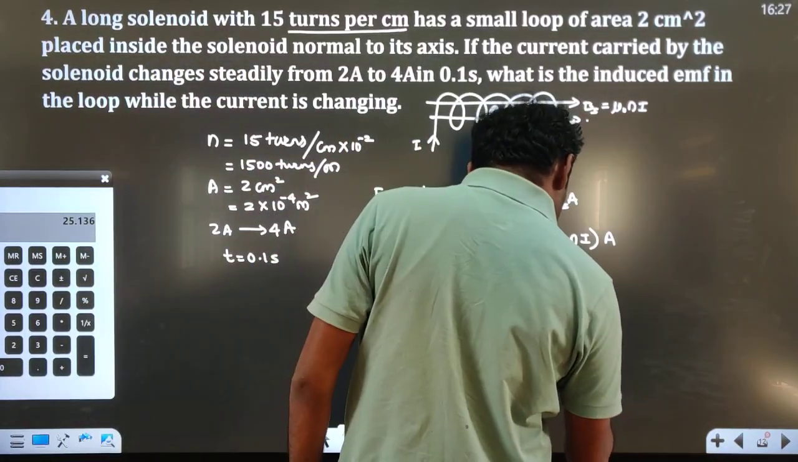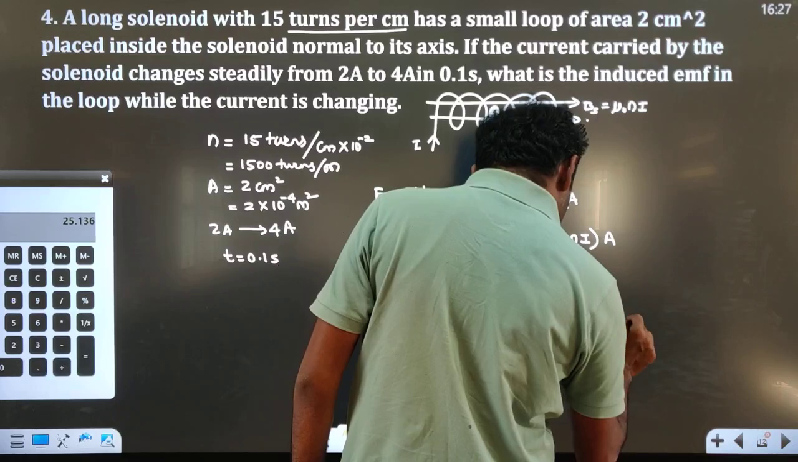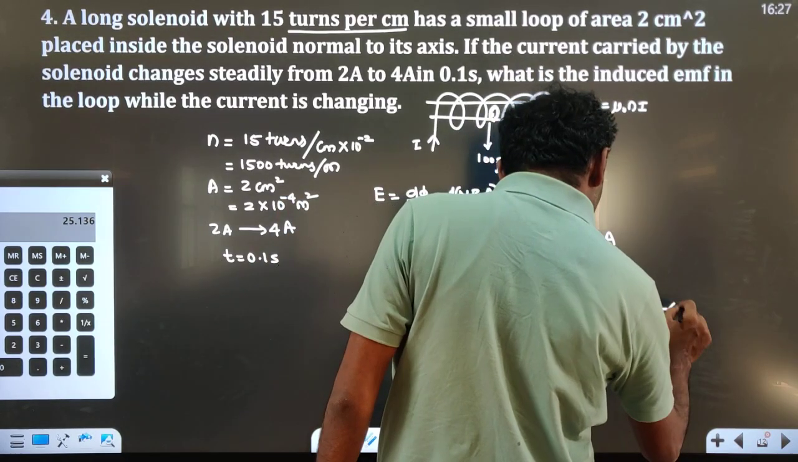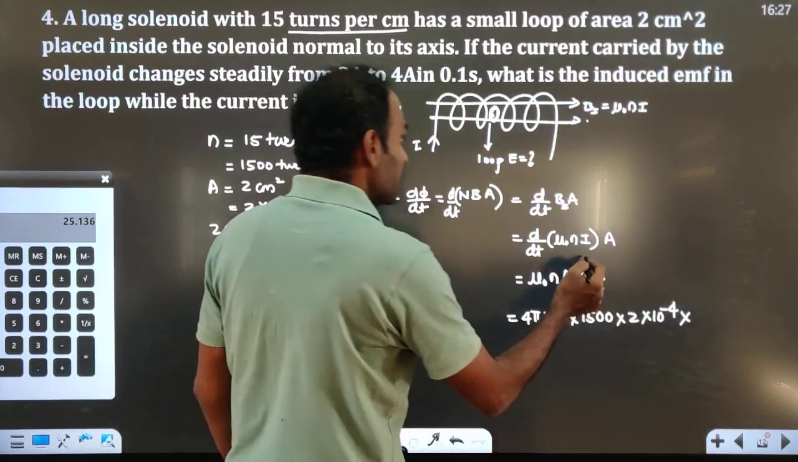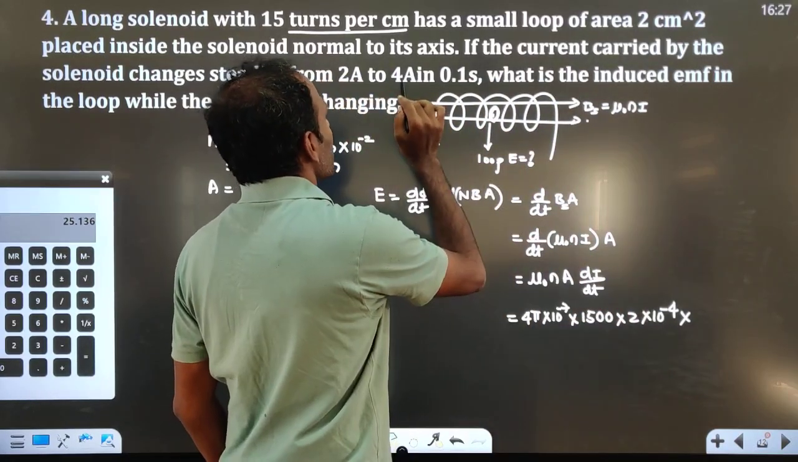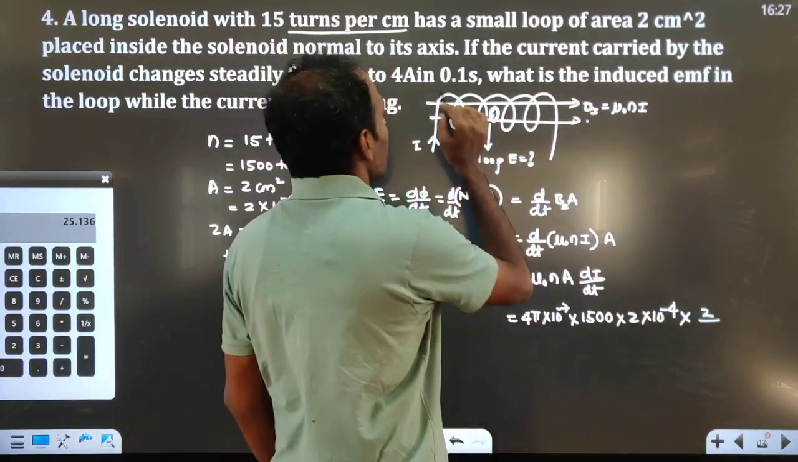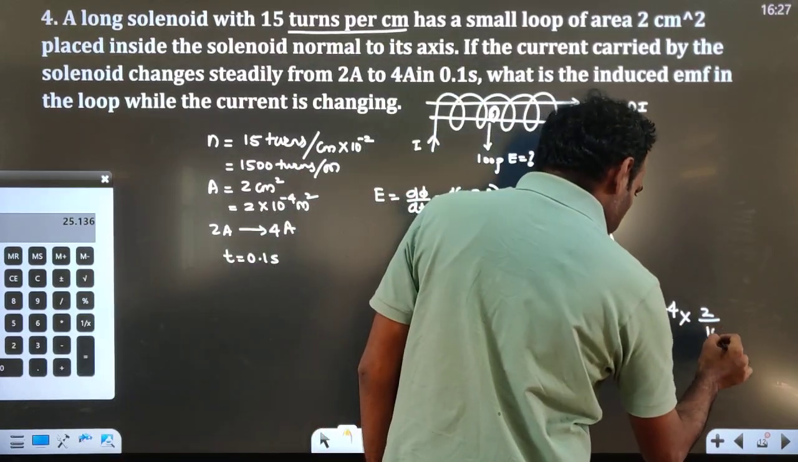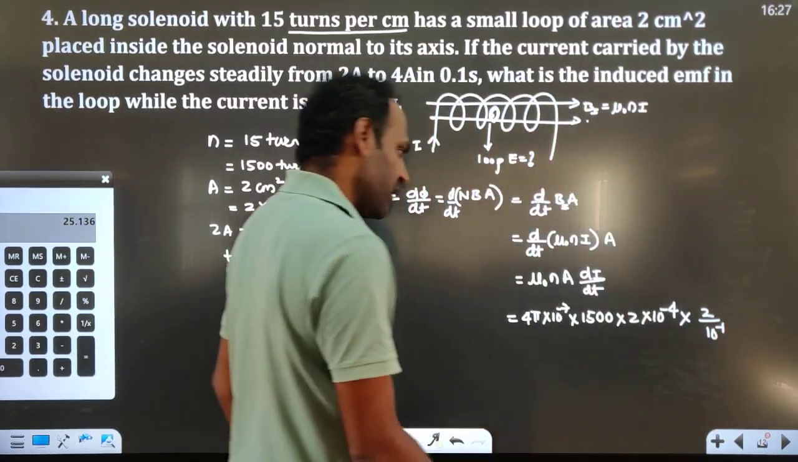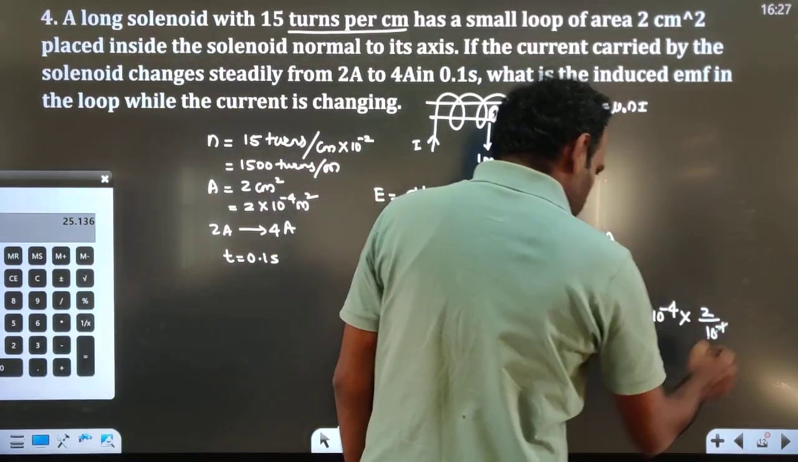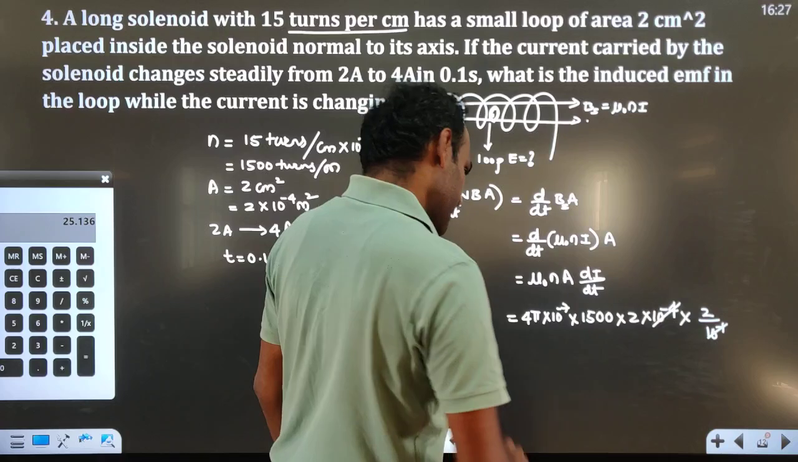N is 1500, area is 2 into 10 to the power minus 4, into change in current. Current was 2 ampere, it has become 4 ampere. 4 minus 2 is 2. Change in current is 2 divided by time taken to change, 0.1 second, that is 10 to the power minus 1. Correct? Okay, what will we get now? 10 to the power minus 1 from this, minus 1 from this will get cancelled.